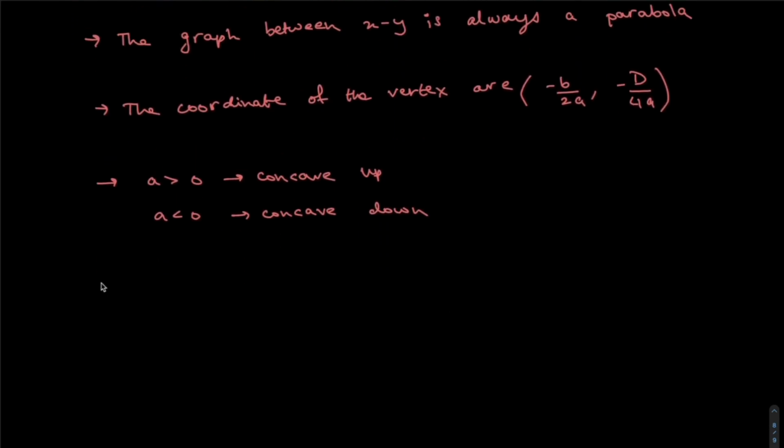Fourth point is the parabola intersects the y-axis at 0, c. Okay?